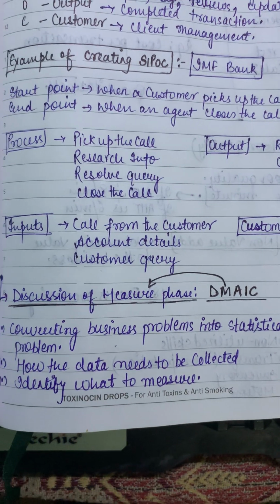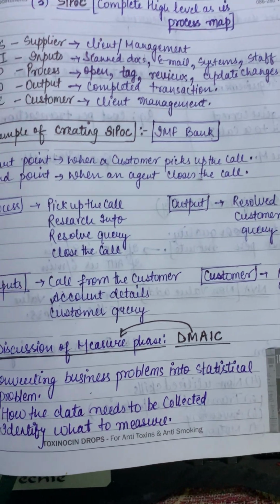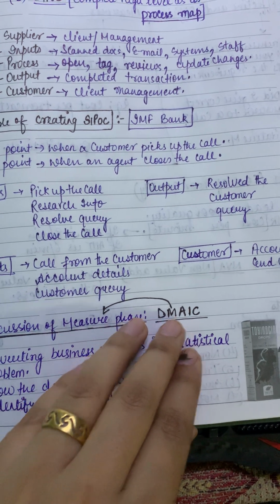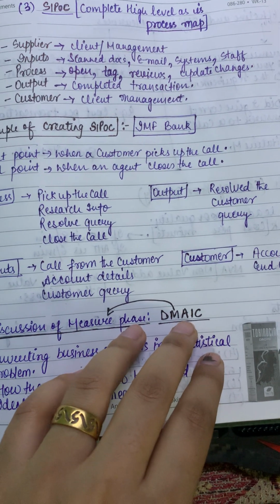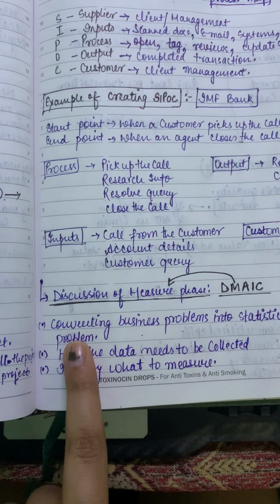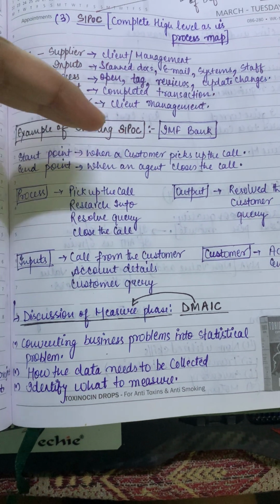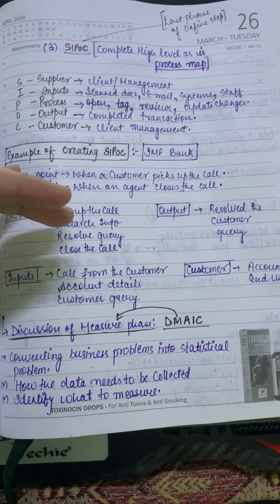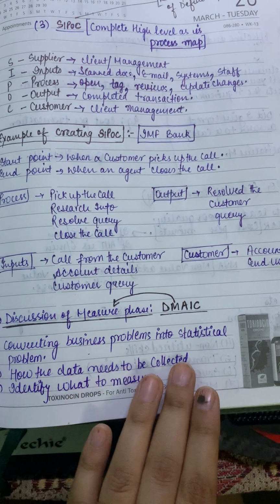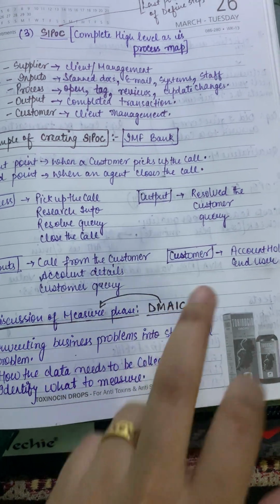Another point is the discussion of the measure phase. With SIPOC we have already completed our define phase. So next we are coming up with the discussion of the measure phase. We have to measure it, and this is our DMAIC roadmap where we are working on measure now. Converting business problems into statistical problems, right? This is the business problem, that we have the issue with calls. Now we get the data, work on the statistical problems and find the outputs out of it, how the data needs to be collected, and identify what to measure. This will be done in the measure phase.